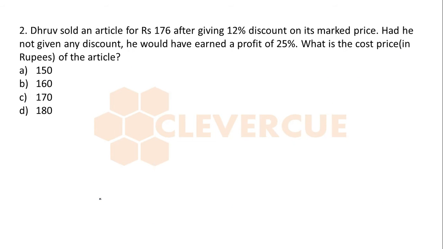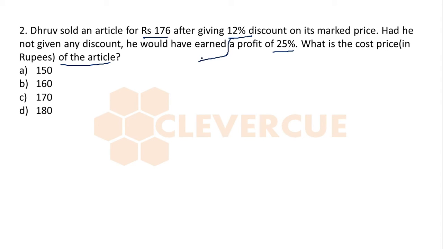Moving to the next question. Dhruv sold an article for rupees 176 after giving 12% discount on its market price. Had he not given any discount, he would have earned a profit of 25%. What is the cost price of the article?